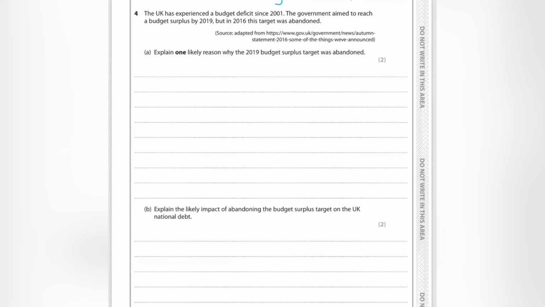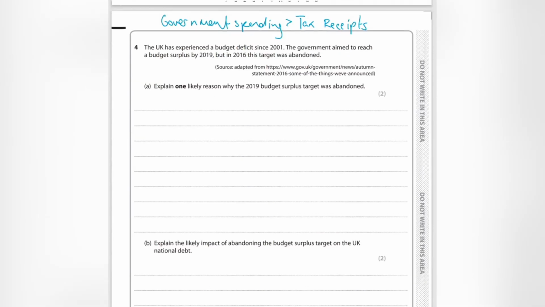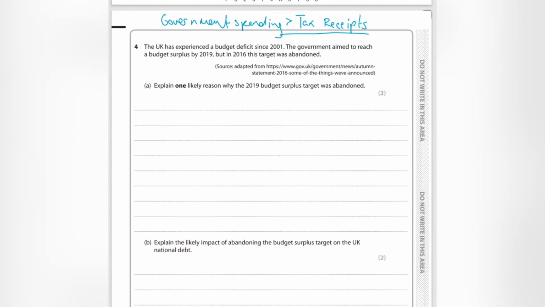So explain one reason why the 2019 budget surplus target was abandoned. Well, one thing that you might mention is about tax receipts, and the fact that the UK economy slowed down significantly in 2008 as a result of the financial crisis, and therefore the value of tax receipts would also fall at the same time. It would be very unlikely that they would end up with tax receipts being greater than government spending because of the things that they have to spend money on, like welfare payments. And the government most likely is going to have to borrow quite significant sums of money in order to facilitate all the spending it needs to do.